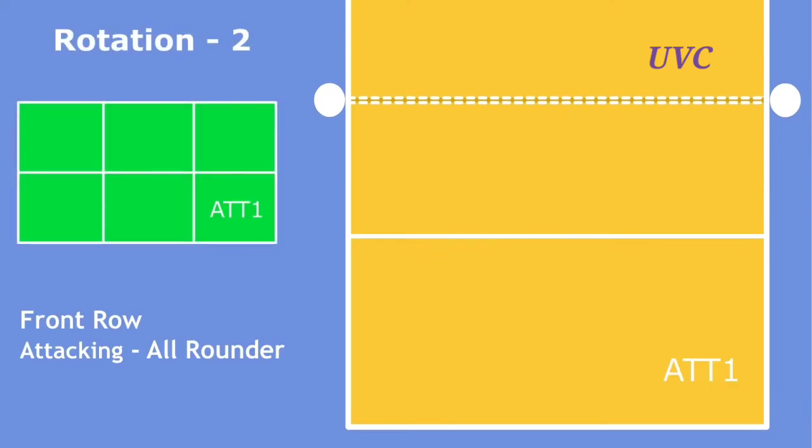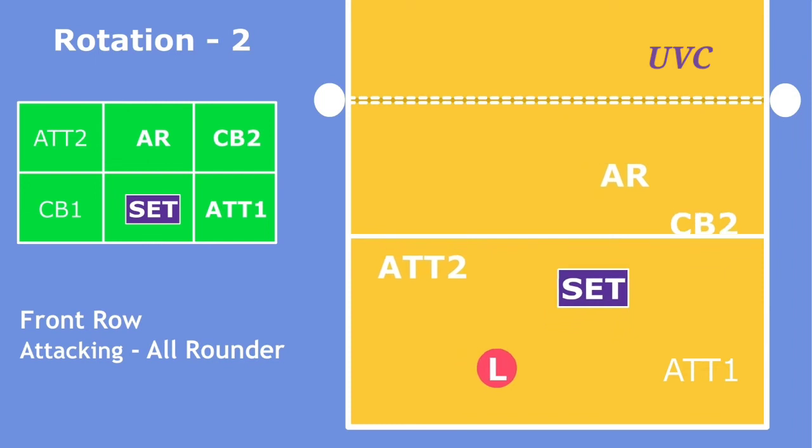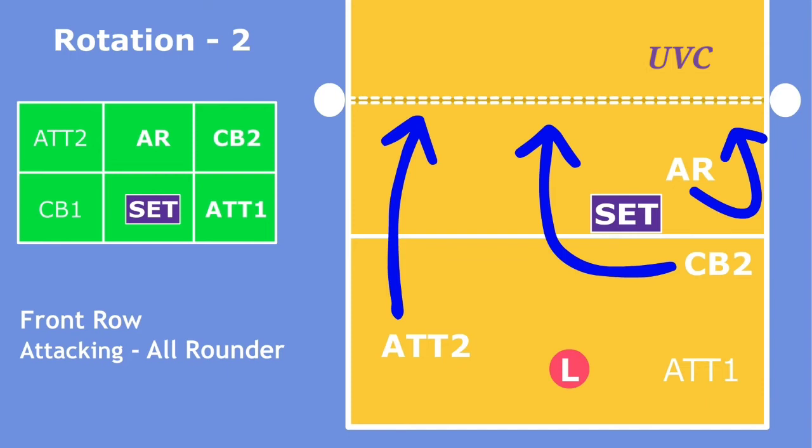Rotation 2, starting with attacker 1 in zone 1, followed by other players. The libero replaces the center blocker 1 in zone 5. Now the players change their positions in U formation. The setter is setting a ball to all-rounder in zone 2, marked in blue arrow.